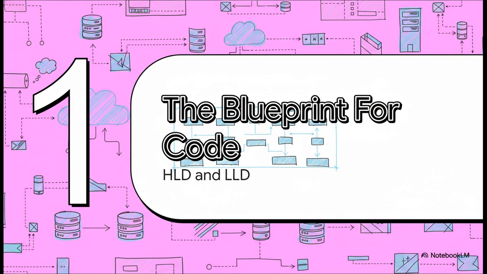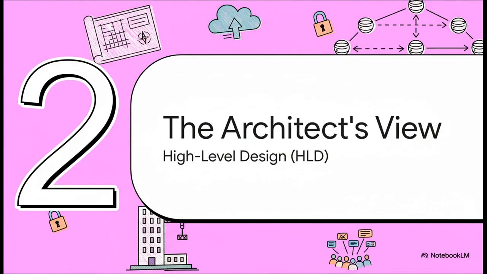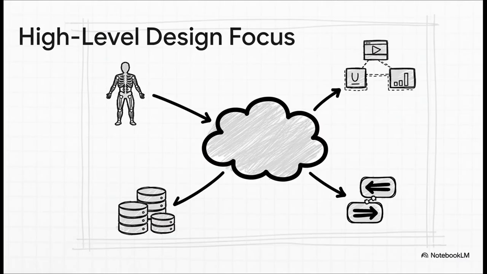This blueprint for code usually comes in two main parts, and they look at the project from two totally different altitudes. First up, we have what's called the high-level design, or HLD for short. This is that 30,000-foot view. Think of it as the plan that the lead architects create. They're looking at the entire city block, not just the details of one single building. So the HLD isn't about the small stuff. It's all about the big foundational questions, like what are the major pieces of our system? How are they all going to talk to each other? What kind of database makes sense for what we're trying to do? In short, it defines the entire skeleton of the system.